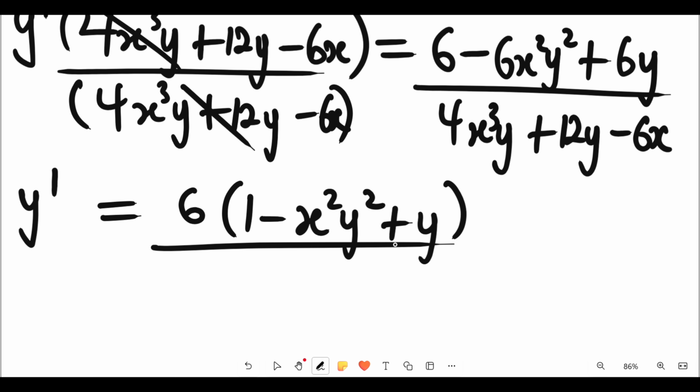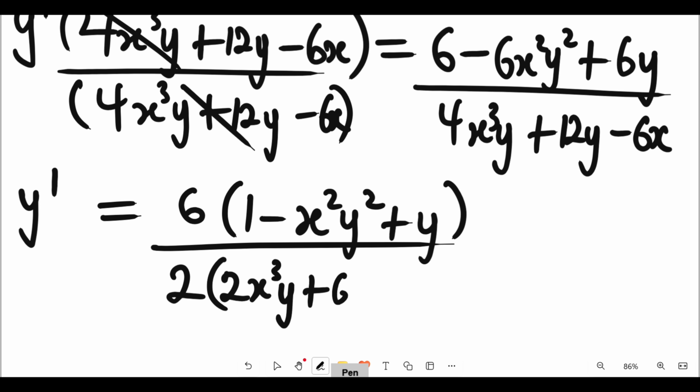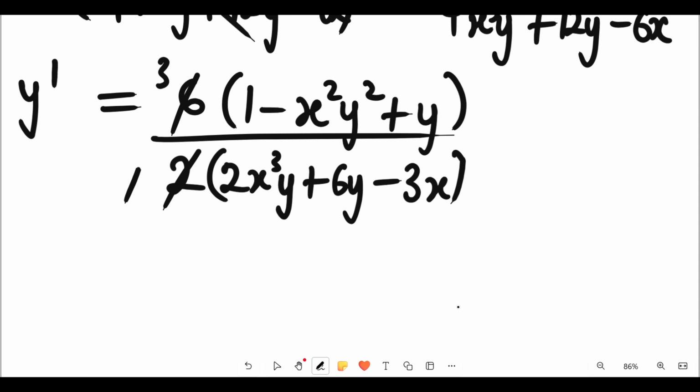Alright. Then for the denominator, we have 4x cubed y. So they also have 2 as the highest common factor. So we can factorize 2 out, then use the 2 to divide through. So it's going to be 2x cubed y, then plus 6y. Then you divide negative 6x by 2 to get negative 3x. Alright. So 2 divided by itself is 1, and 2 divided into this will get 3.